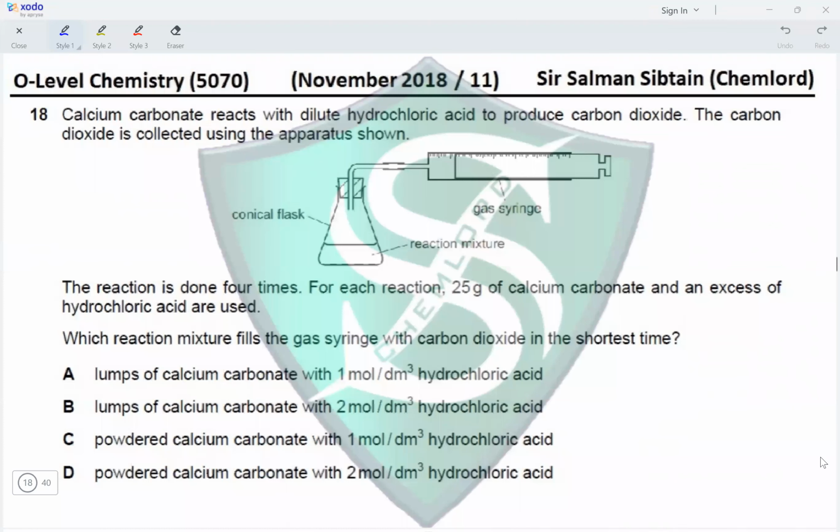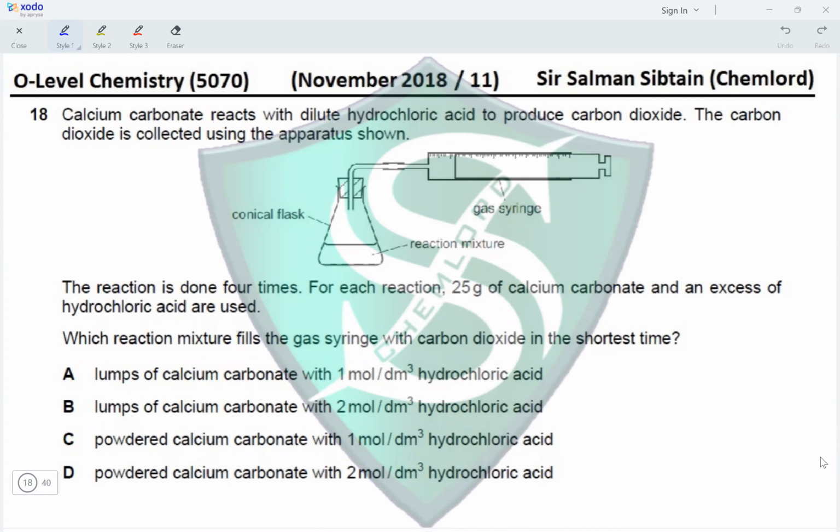Question 18. Calcium carbonate reacts with dilute hydrochloric acid to produce carbon dioxide. The carbon dioxide is collected using the apparatus shown. The reaction is done 4 times. For each reaction, 25 grams of calcium carbonate and an excess of hydrochloric acid are used. Which reaction mixture fills the gas syringe with carbon dioxide in the shortest time?